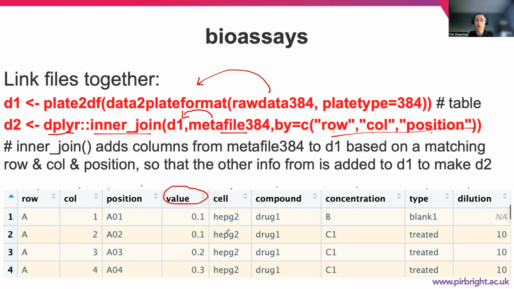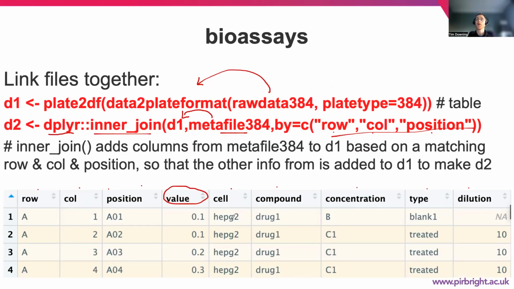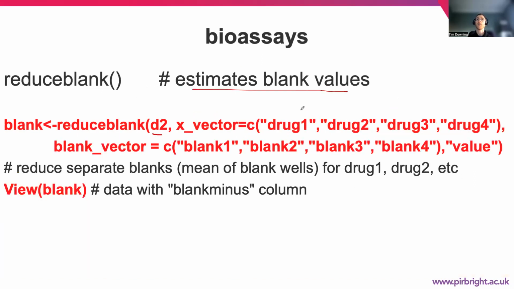We've also got a function called reduce blank, which might be useful if you have blank values. So that can infer missing data in effect for those blanks. So I take D2, which we created already, so that's this table here, which contained certain blanks inside it. And we have our drugs of interest and then the blank values. And it's going to get the mean of the blank values for drug 1, 2, 3, 4, and so on. And then we can view it.